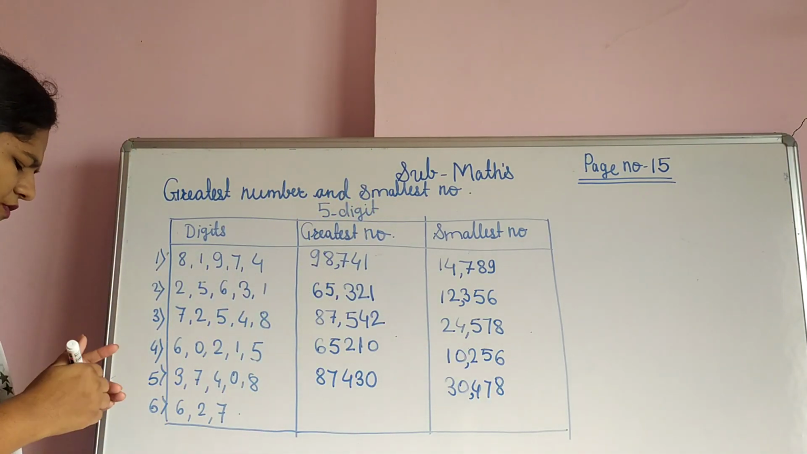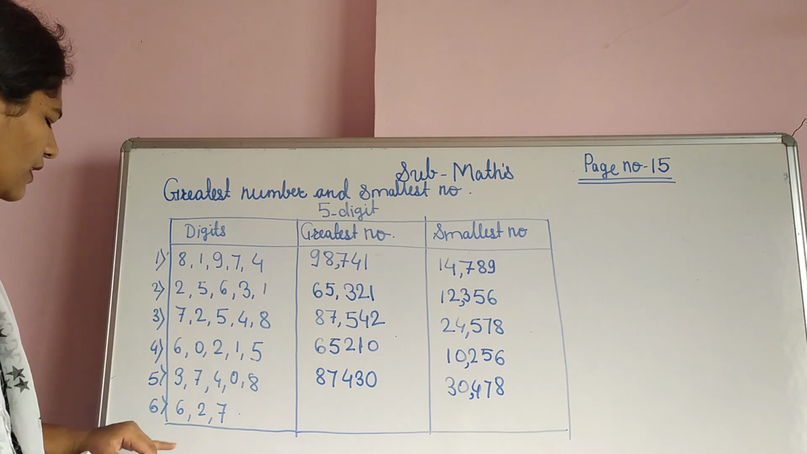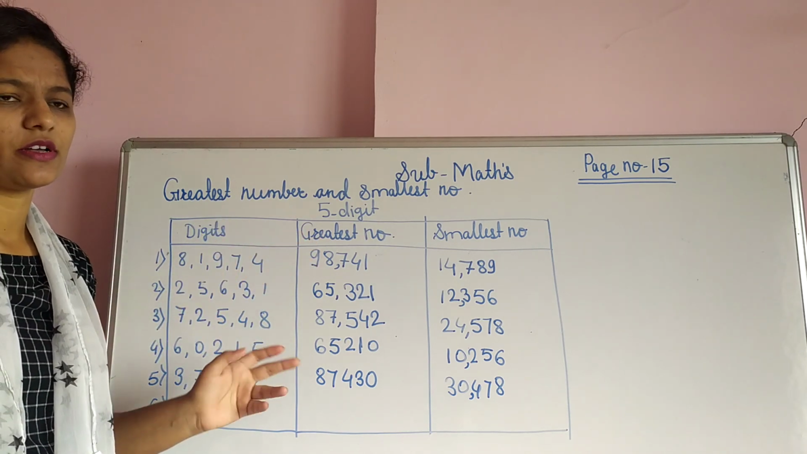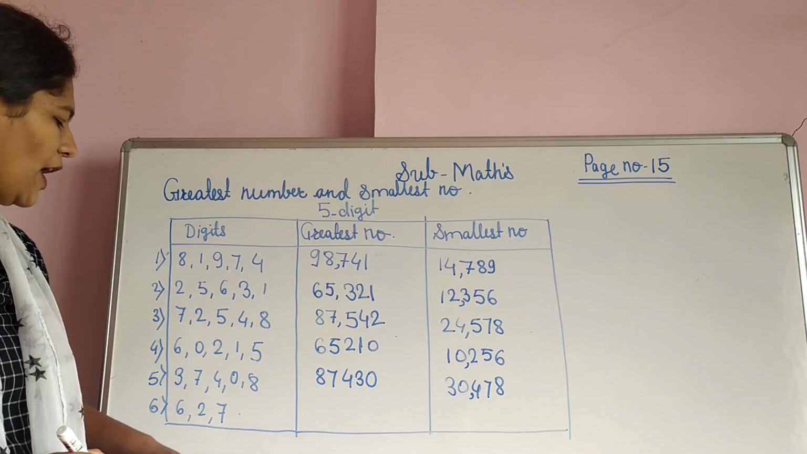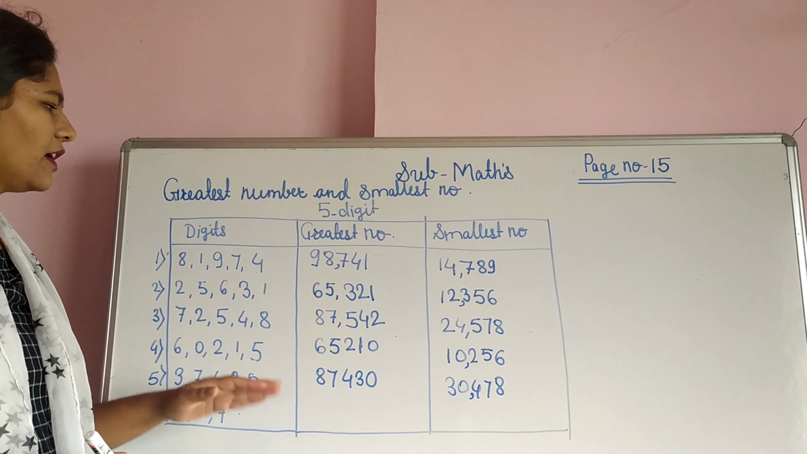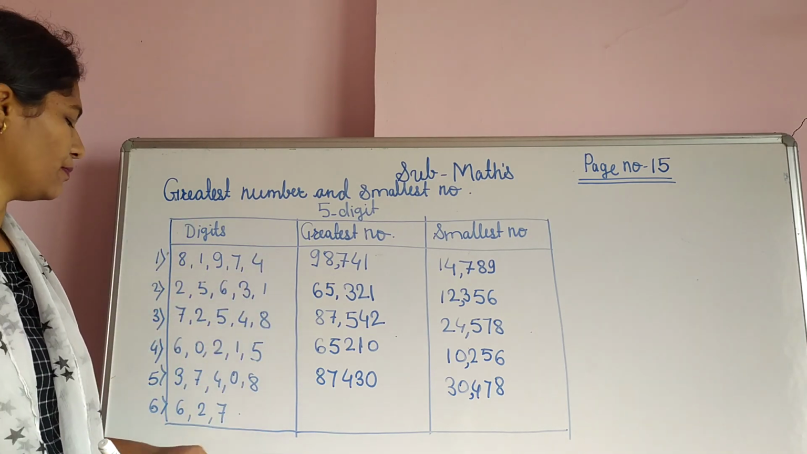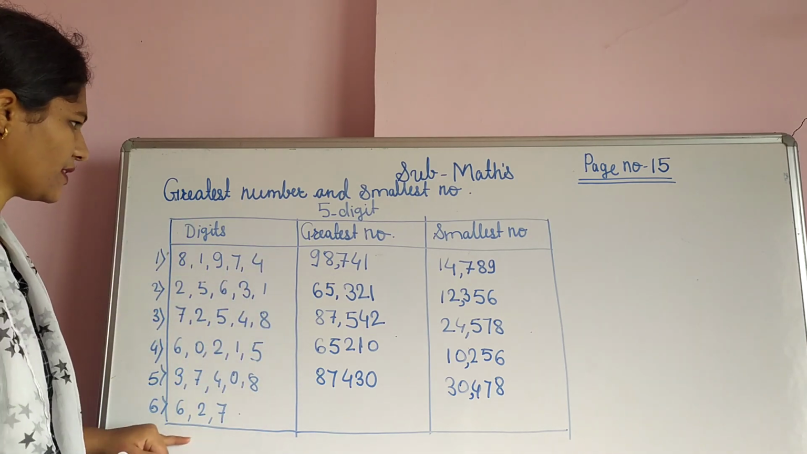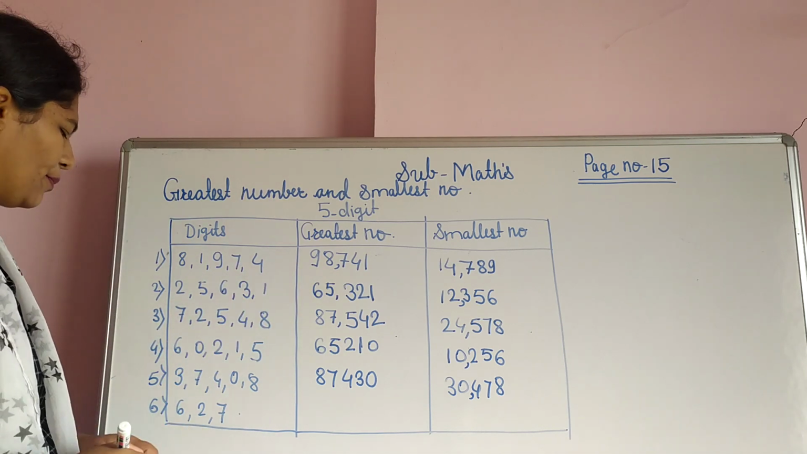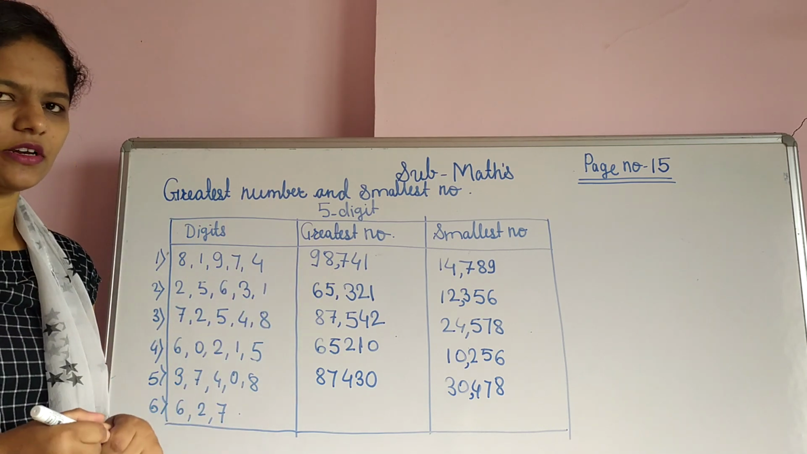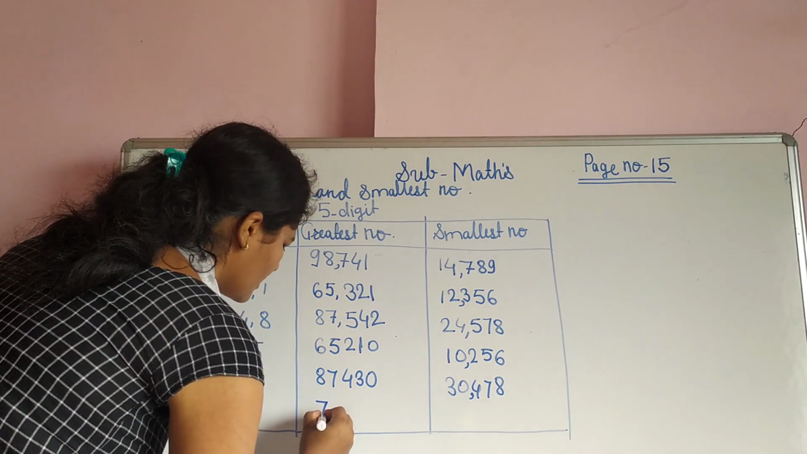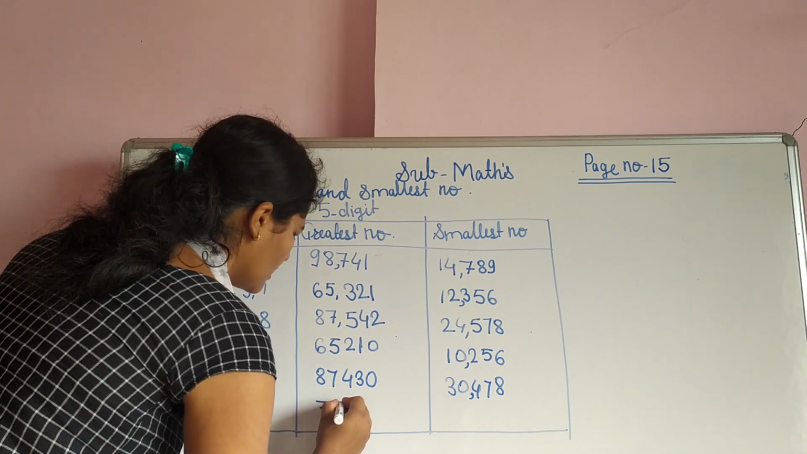Now finally see student, here what is there? Here only 3 digits are there and we want greatest number. So how to make greatest number? Now here we can repeat this digit, but in other cases we can't repeat this, but here only 3 digits are there and we want 5 digit number. So that's why here we repeat number. So here which number will we repeat? We repeat 7. So 7, again 7.